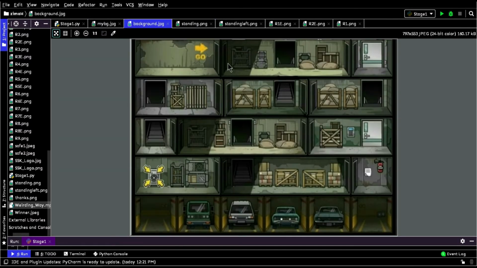Now coming to self.path. Let me show you this in the background picture. So the path of the first enemy would be like this.